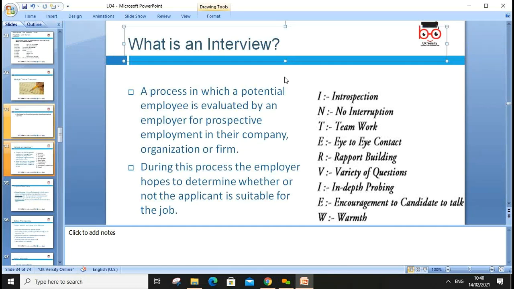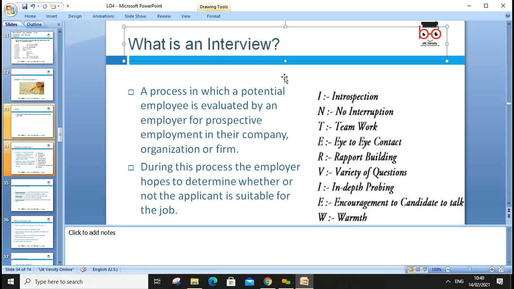Okay, next we have interviews. When we conduct interviews, what sort of things do we need to keep in mind so we can recruit the right people? It is a process in which a potential employee is evaluated by an employer, the prospective employer in their company, organization, or firm. During the process, the employer hopes to determine whether or not applicants are suitable for the job.